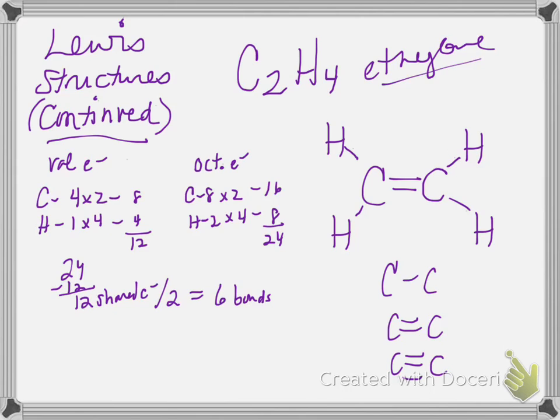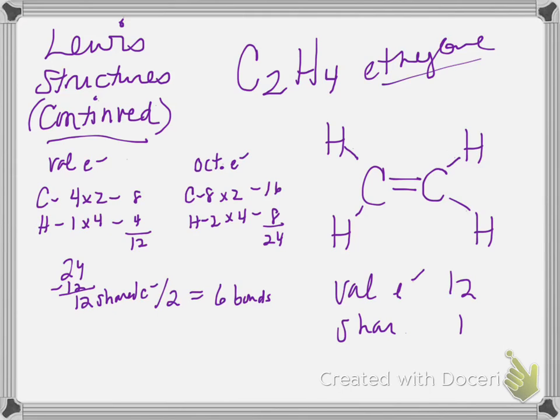So that does happen. Now, let's look at how many unshared pairs of electrons there are in this. This is the 6th step of the Gooch math. So if we know that they are sharing 12, we start off with our valence electrons, 12, and our shared electrons, 12. There are no unshared pairs here. Every single electron is being shared.